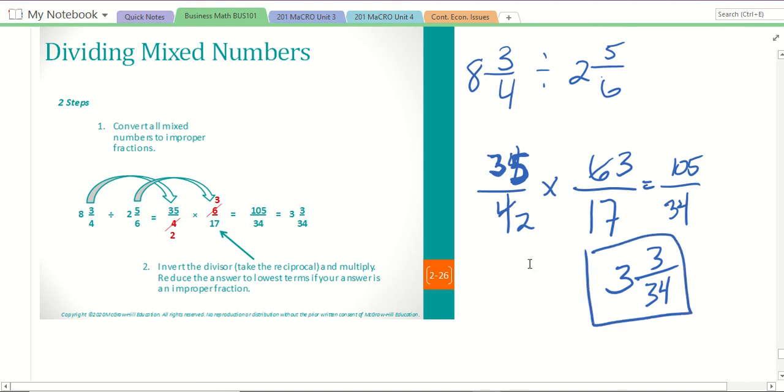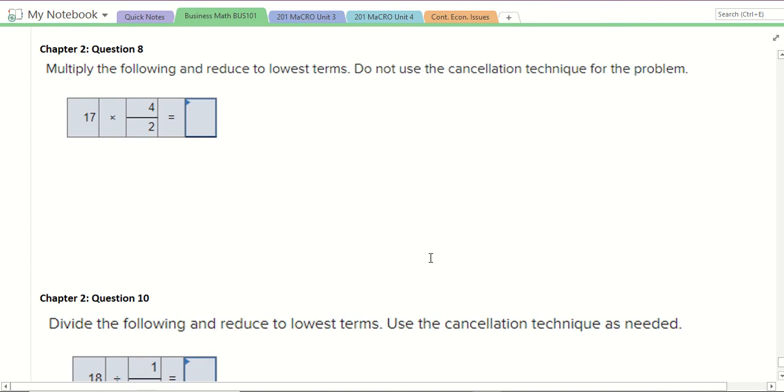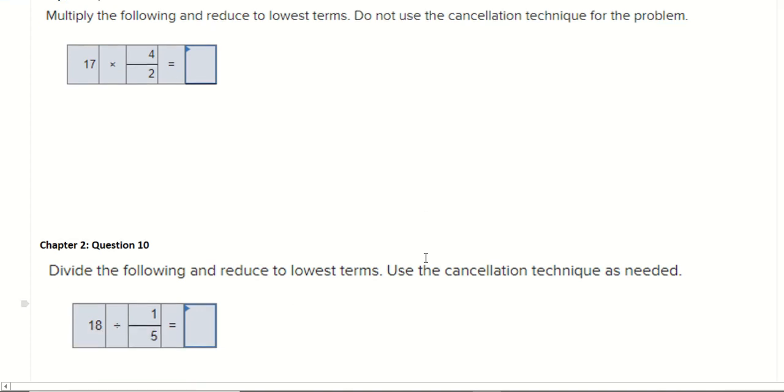All right, really quick, I'm going to have you work on these 2 questions right here. And then I'll have you pause it while you work those out. We'll see how you do.